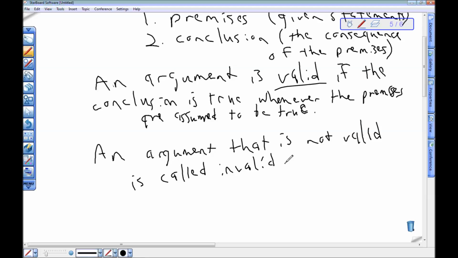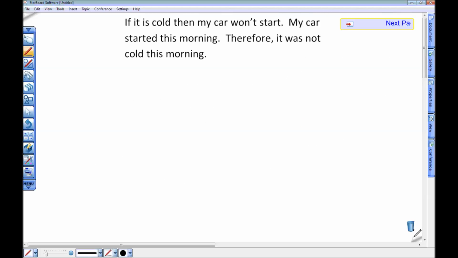Okay. I want to show you how to symbolize an argument, and then in a different video I'll talk about how I see if an argument's valid. But you'll notice the word true is in this definition, so I'm going to use a truth table to show if general arguments are valid or not. But anyway, let's symbolize an argument. There are a couple special things I do when I do that, but here's an argument.